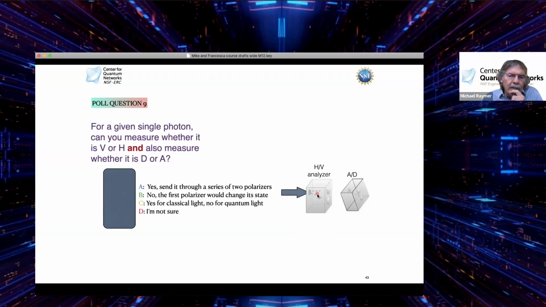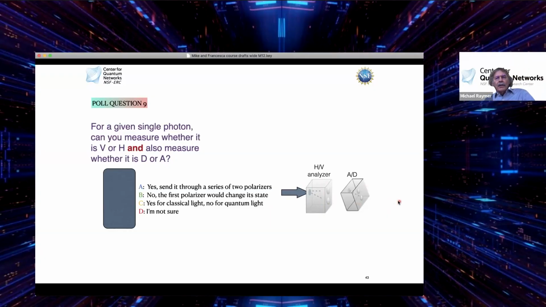Okay, but if you put it through the HV crystal first, let's say it comes out H. Now you put it through the AD crystal. We already said that if you do that, you're going to get a 50-50 chance of coming out A or D, which means you really got no new information about the photon, what state it was before you put it through the HV analyzer. On the other hand, if you put it through the HV and it goes down, that means it's V, the other one. You put it through the second crystal, again, you're going to get a 50-50 chance. So you get no new information by putting it through the second crystal.